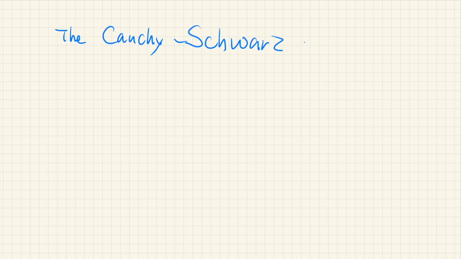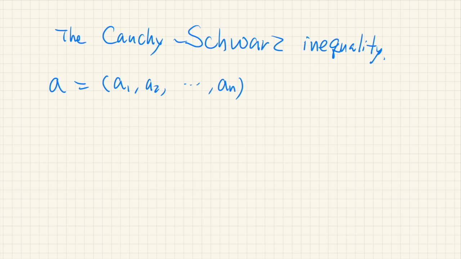Cauchy-Schwarz inequality. Maybe you have learned this in linear algebra, but anyway, let's explain this. Suppose we have 2 points in n-dimensional Euclidean space, a1, a2, up to an, and b1, b2, up to bn. Then we have the following inequality.